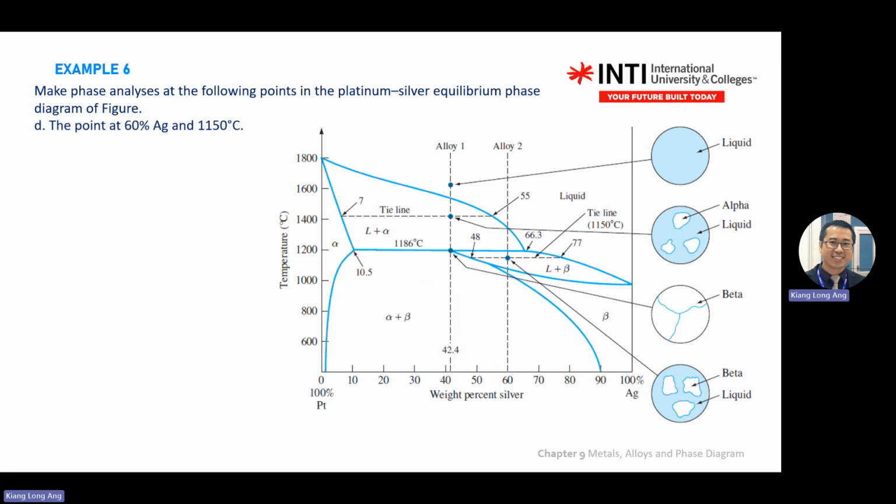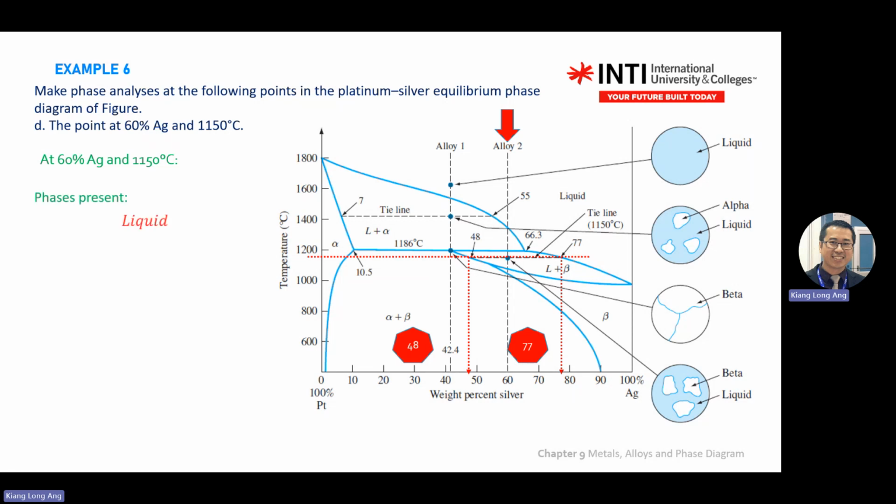Then another one, 60% of Ag, 1105, 1150. So here at this region you have alpha, liquid and beta, right? So again you draw the tie line, and then you drop down, left hand side, right hand side, LS. Then this one to this one is what? Calculate percentage of liquid or solid? Liquid. You calculate the opposite one.